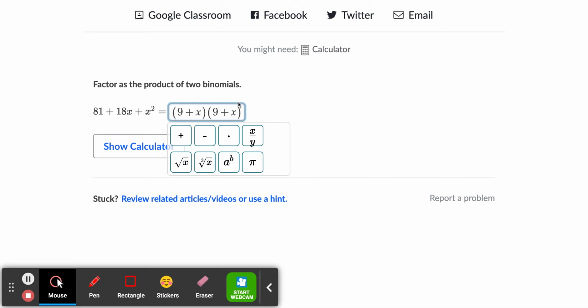Okay, so check your distributive property. Maybe the sign's a little bit off, but I think this one's good. 9 times 9 is 81, plus a 9x, plus another 9x. That middle term combines to that 18x. Yeah?